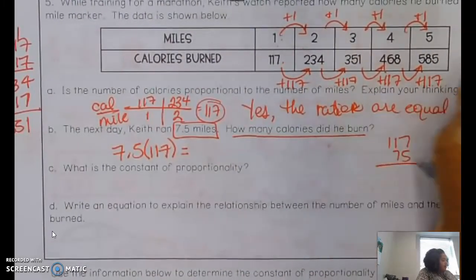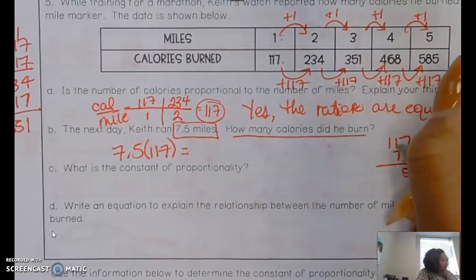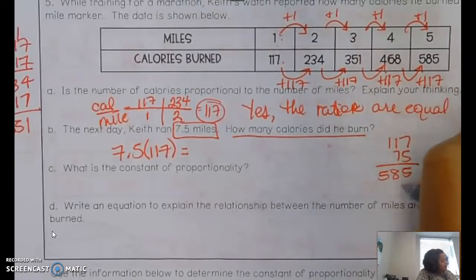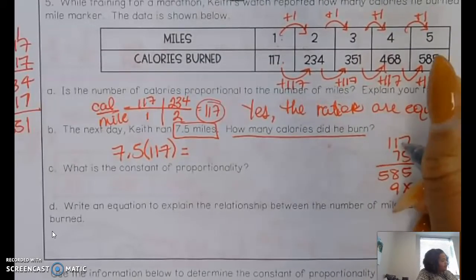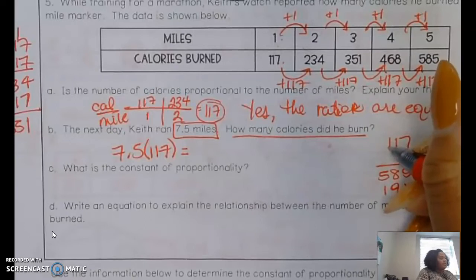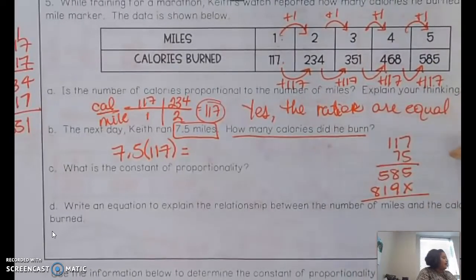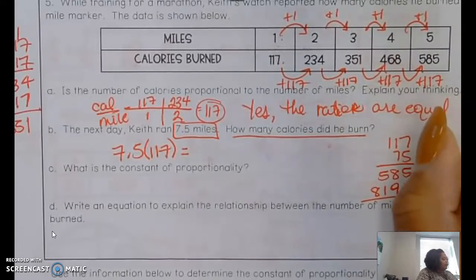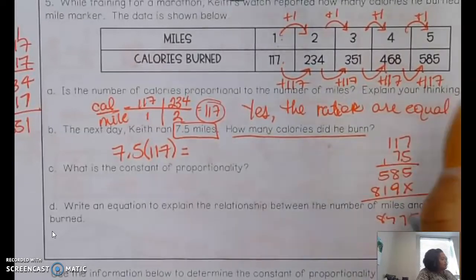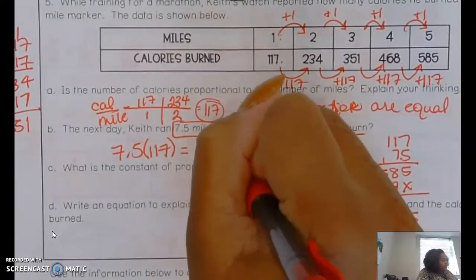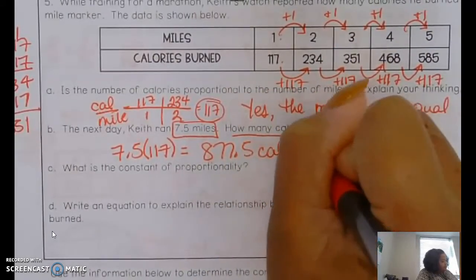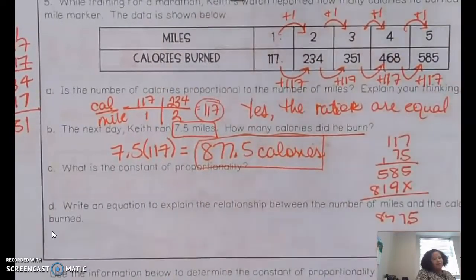117 times 7.5. 5 times 7 is 35. 5 times 1 is 5 plus 3 is 8. 5 times 1 is 5. 7 times 7 is 49. I'm going to put a placeholder there. 7 times 1 is 7 plus 4 is 11. And then 7 times 1 is 7 plus 1 more is 8. Then I'm going to add these up. And I get 5, 7, carry the 1, 7, 8, 1 decimal place. So this is 877.5 calories in 7.5 miles.